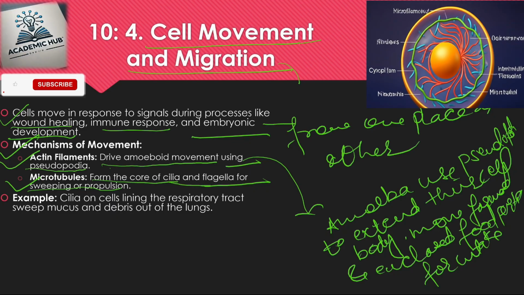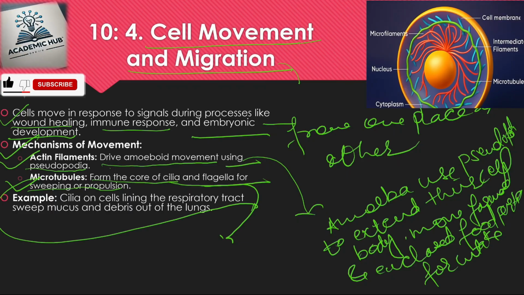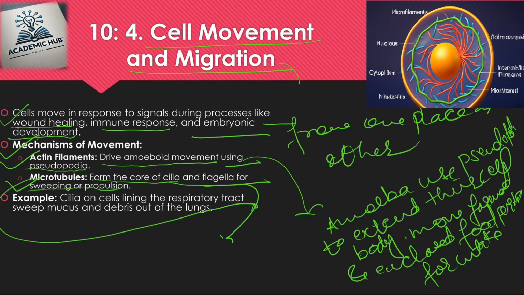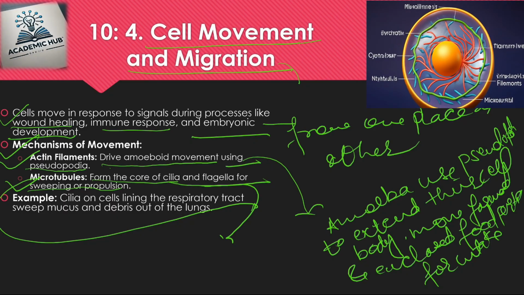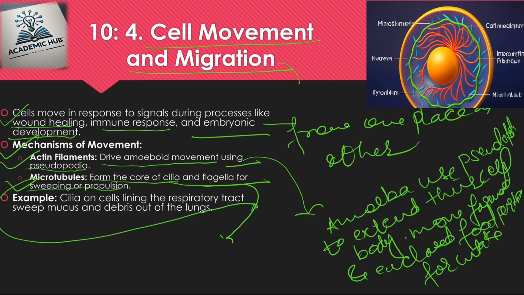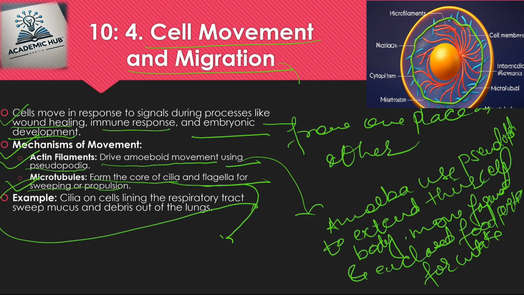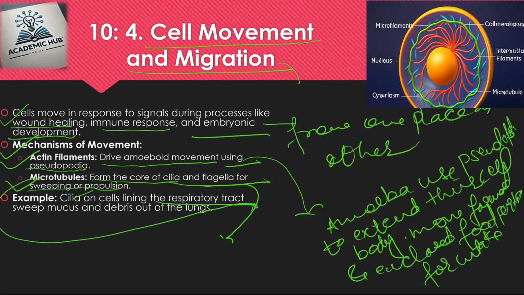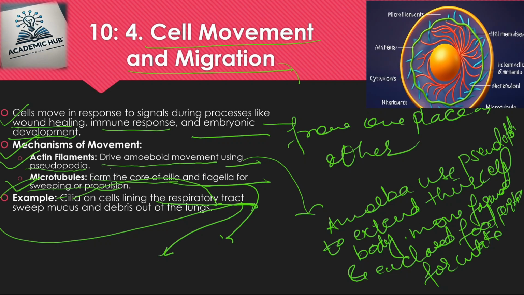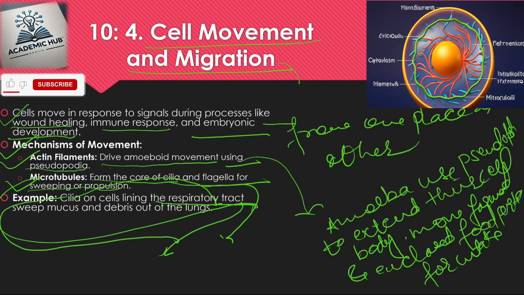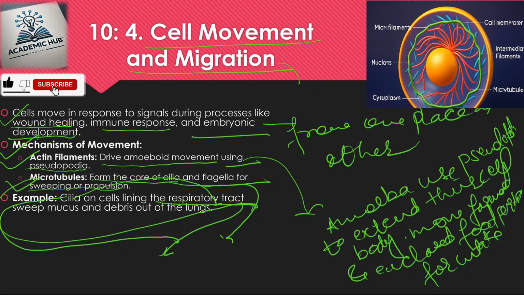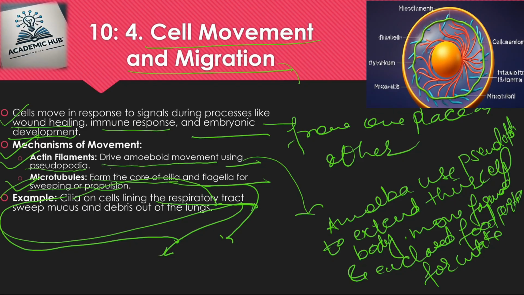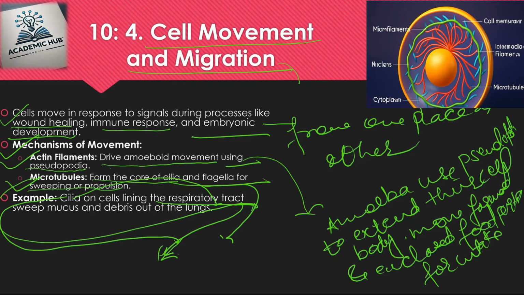Cilia and flagella, supported by microtubules, allow movement in sperm cells and respiratory tract cells where cilia are present. Now take an example for this: epithelial cells lining the respiratory tract. In the respiratory tract, there is a lining of cilia that sweep mucus and trapped particles out of the lungs, protecting against infection. So this is the main function of microtubules.